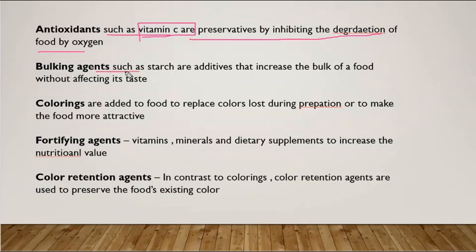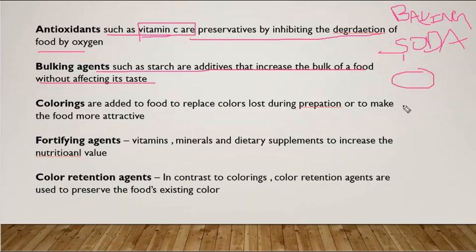Bulking agents such as starch are additives that increase the bulk of the food without affecting its taste. In the local language it is called soda, baking soda. When this is put into idli or dosa, you can see the size of the food increases and also the softness increases. For that, bulking agents are used.